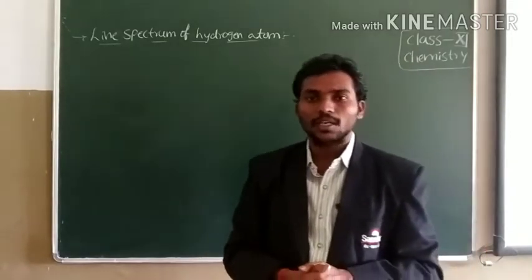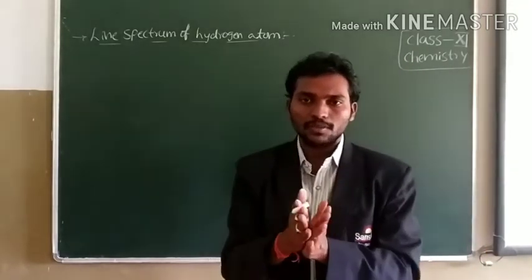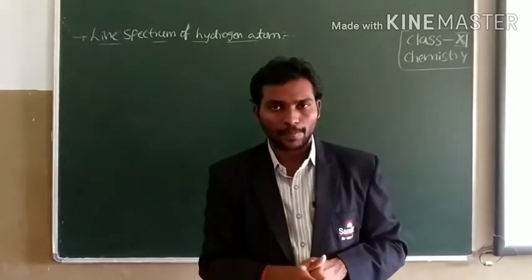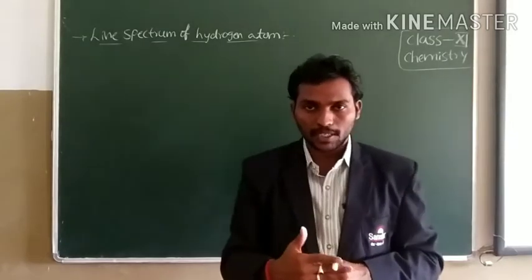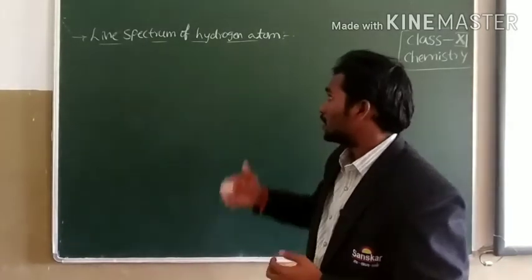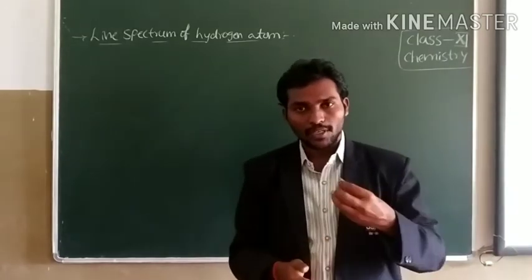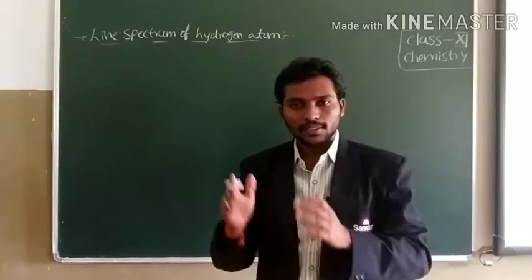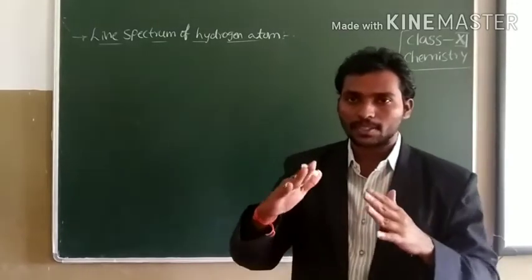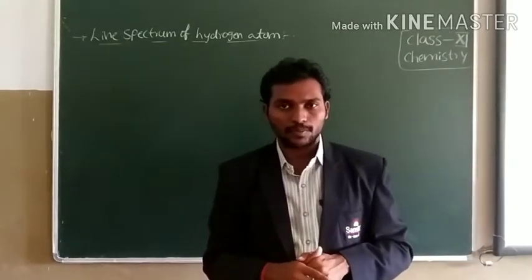Spectrum is a combination of different frequencies and wavelengths of colors. And the study of spectrum is called spectroscopy. Let us see line spectrum. What is meant by line spectrum? This spectrum is broadly classified into two categories, children: absorption spectrum and emission spectrum.